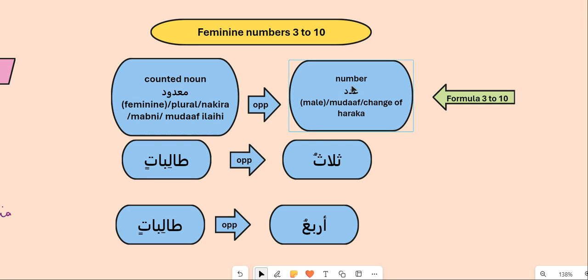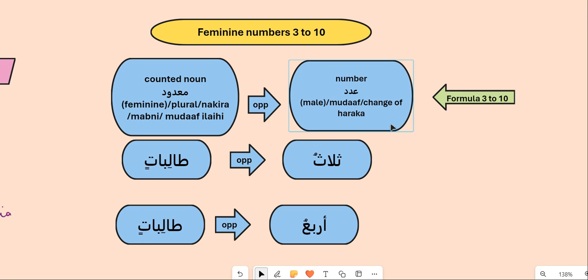And numbers, what are the rules for numbers? It will be opposite, male. If the counted noun is female, the number will be male. And it will play the part of mudaf, since the structure will follow the nakira idafa structure. So the number will be mudaf. There will be changes of haraka according to the position in the sentence.